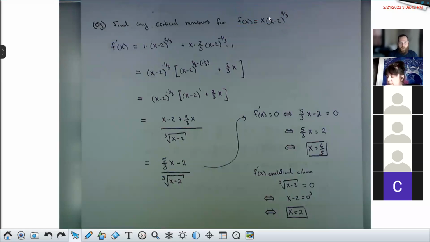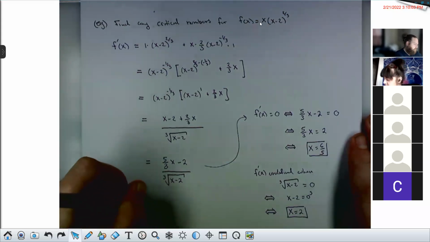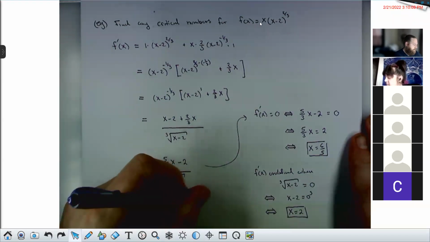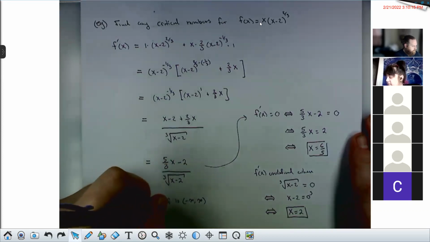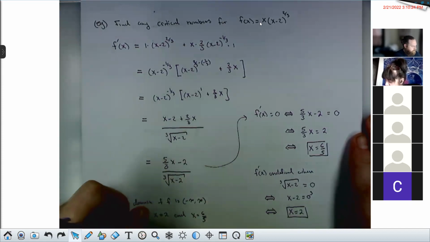Good. There are some variables being raised to a wonky power, so that should get our attention, but this is a 2/3 power. That's an odd root. The root is the third. This is the third root of x minus 2 squared. So no even roots here either. The domain of the original function f is all real numbers, negative infinity to infinity. So both x equals 2 and x equals 6/5 are critical numbers.